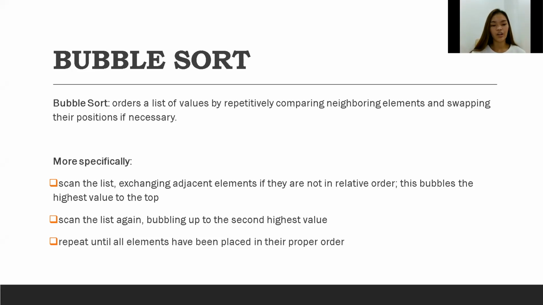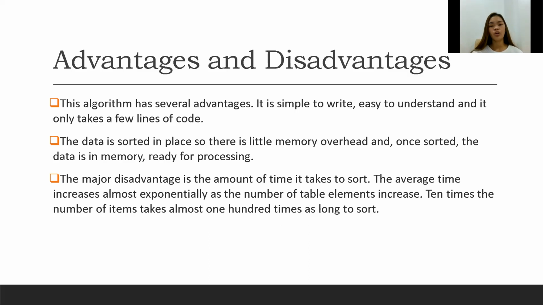Lastly, we repeat until all the elements have been placed in their proper order. So what are the advantages and disadvantages of bubble sort? This algorithm has several advantages. It is simple to write, easy to understand, and it only takes a few lines of code. The data is sorted in place, so there is little memory overhead, and once sorted, the data is in memory and ready for processing.